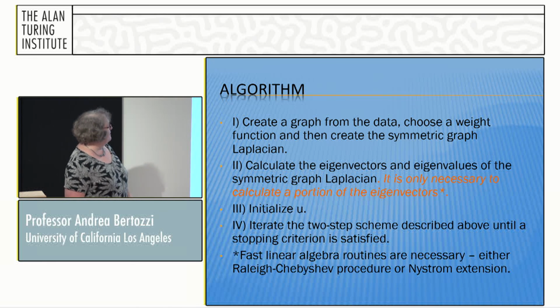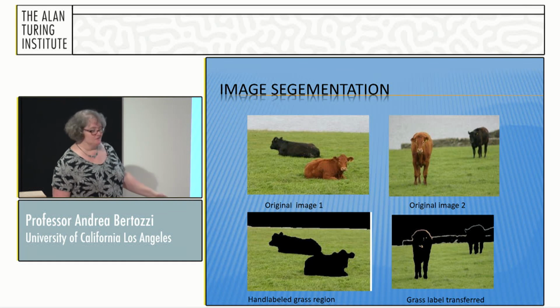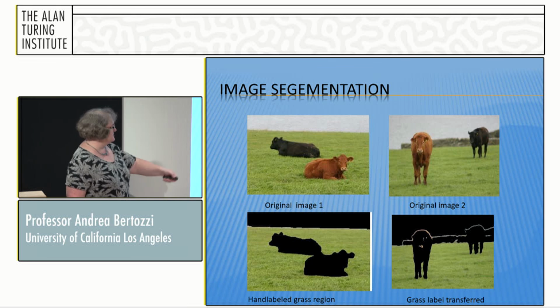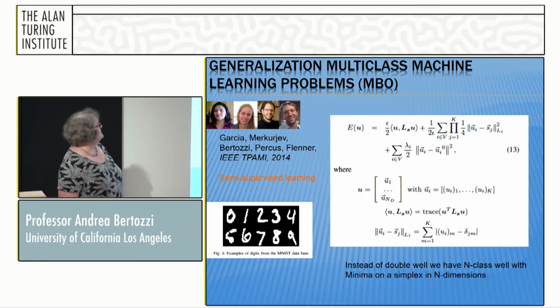Okay. So I'm going to skip the examples because they look just like the previous examples, only it's a different algorithm. You get the same results, the cows, same results, right? Like I said, the cows are propagating through the papers, so we had to use them again. And here they are, the sky and the cows, and everything works. Okay, so now multi-class.